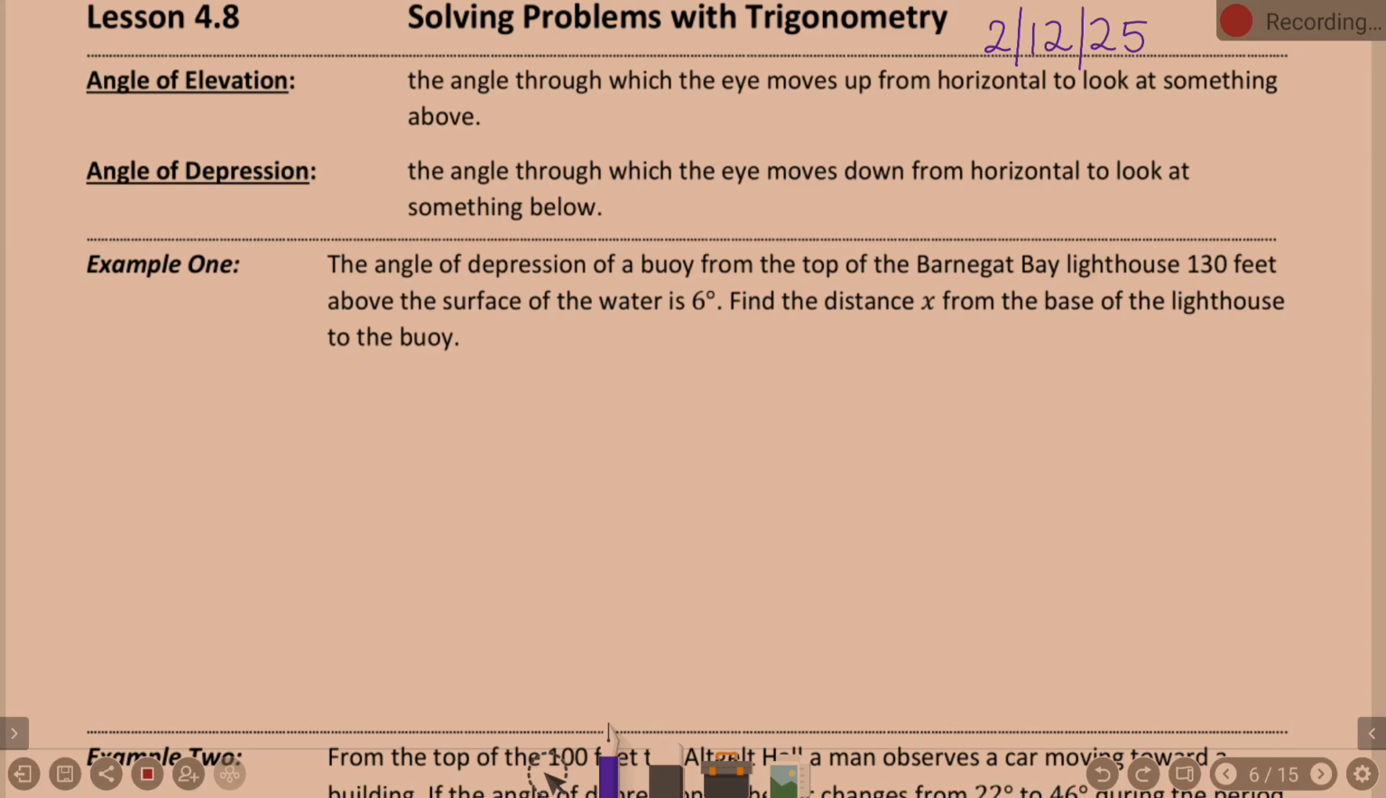Angle of depression is if you're standing on top of a building, here's the horizontal, and you're looking down. Okay, so that's angle of depression. We'll definitely work with that one because that's an important one. So, let's talk about the angle of depression of a buoy from the top of the Barnegat Bay Lighthouse, 130 feet above the surface of the water, is 6 degrees. Find the distance x from the base of the lighthouse to the buoy.